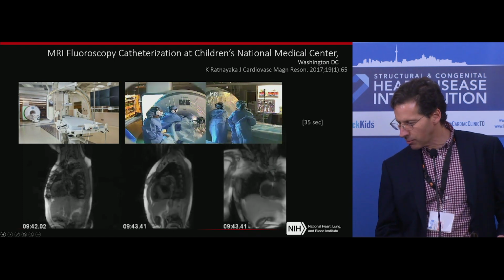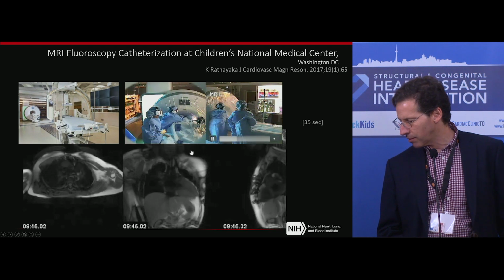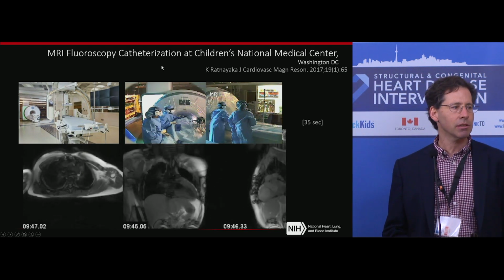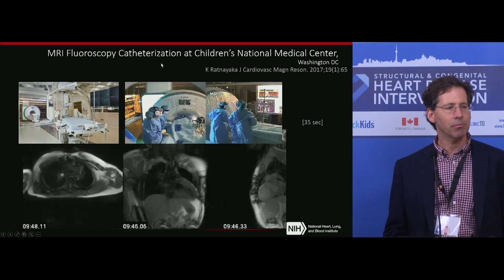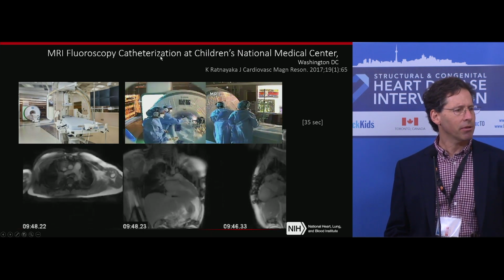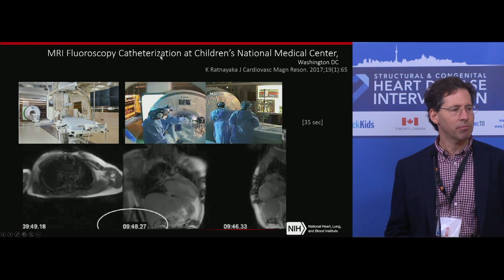We also have done this in some pediatric labs. This is the lab at Children's National Medical Center. You can configure it and do the same boring procedure. And if you want to avoid radiation completely, you can do this. And I don't know that that's a sufficient justification for all the pain, unless you're making a measurement of pulmonary vascular resistance, in which case it may be worth it.